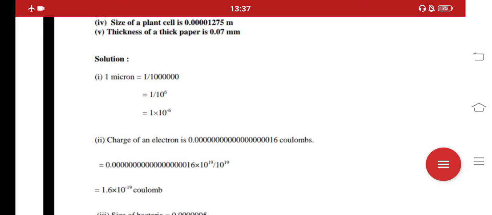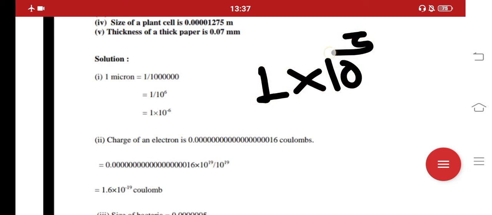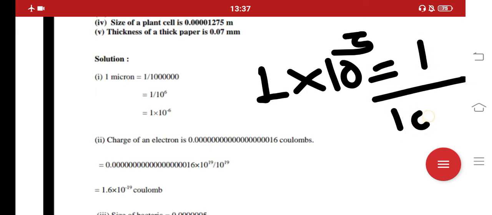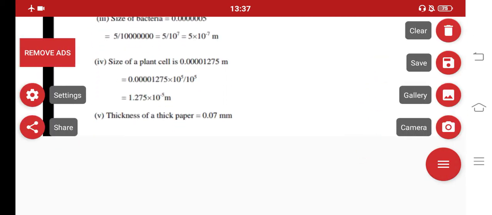The basic concept is, if anything is written in the numerator with a positive exponent, once you change it to the denominator, it will become negative, and vice versa. This is the concept of this whole exercise. Now let us see what is given in the next question. That is our question number 4.